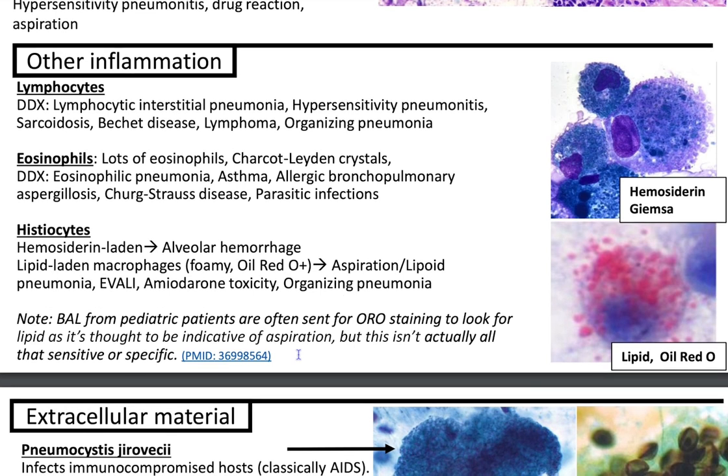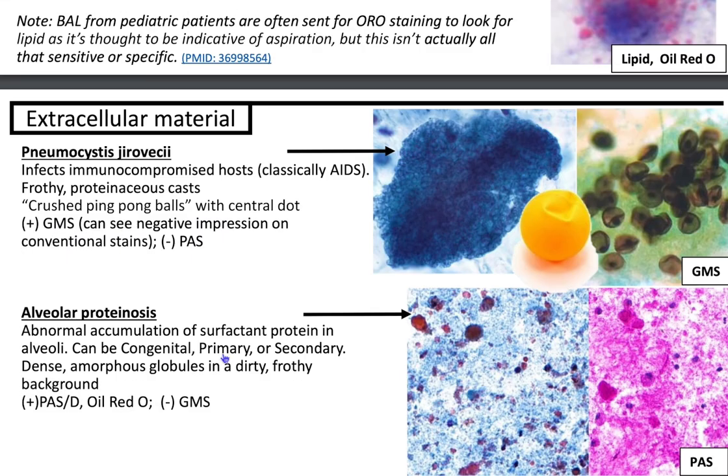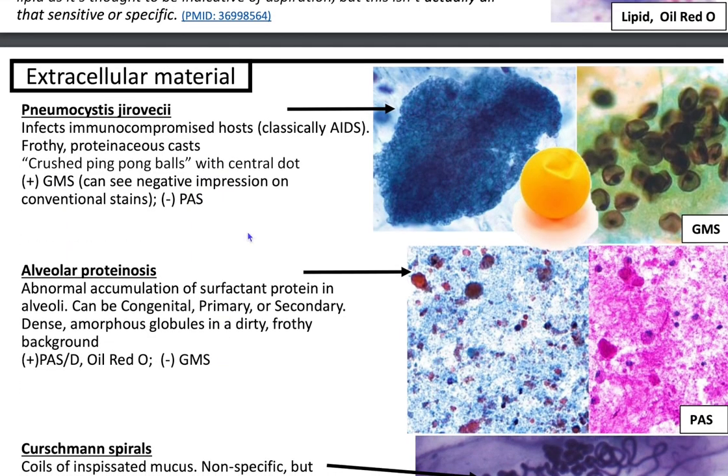Just a side note, BALs or bronchoalveolar lavages from pediatric patients are often sent for oil red O staining to look for lipids because it can be indicative of aspiration if it's positive like this, but this isn't actually all that specific or sensitive, and there's this PubMed article that Dr. Schaber cites. You can see extracellular material, this kind of granular grungy debris.